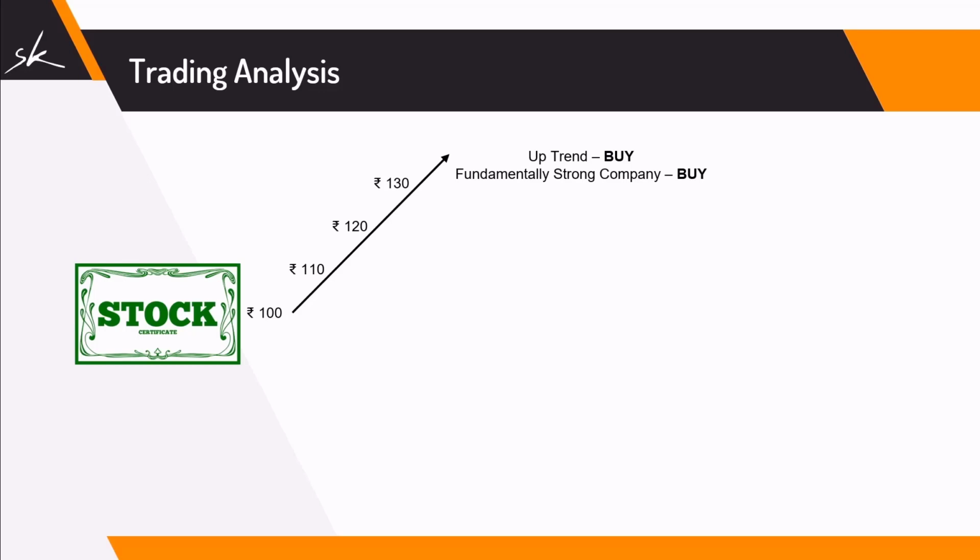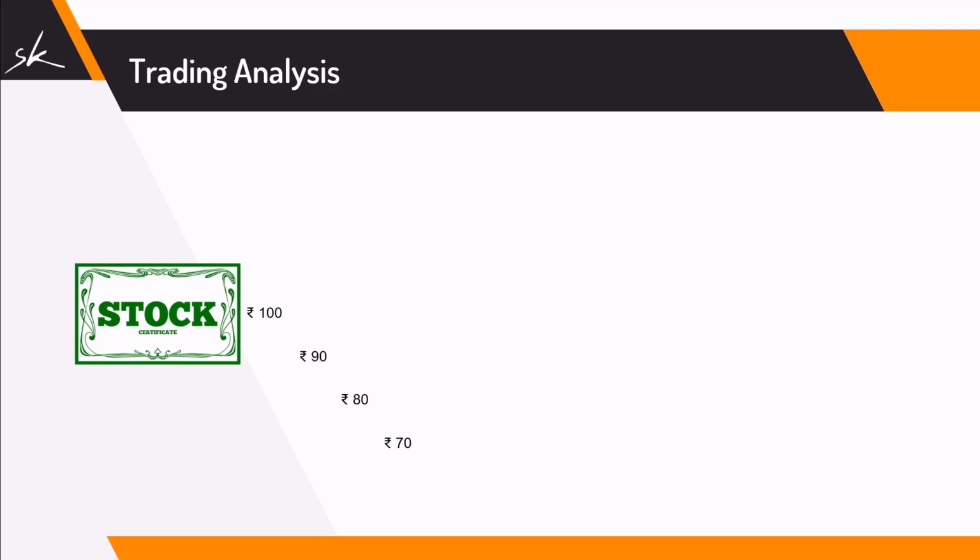Now let's take the opposite case. Let's assume that instead of moving up, the stock was moving down to 90, 80, 70. Since the price has been moving down, technically we will be in a downtrend. And in a downtrend, we should be selling. And since the value of the company is decreasing, most probably fundamentally it will be a weak company. Therefore, even fundamentally we should be selling this stock.